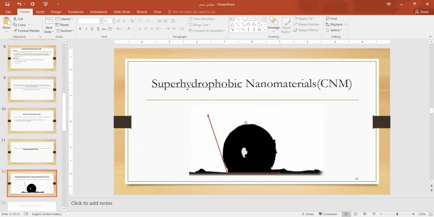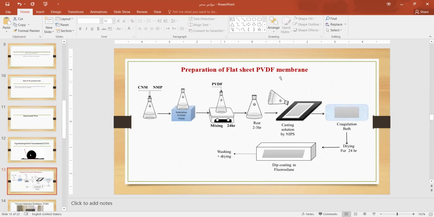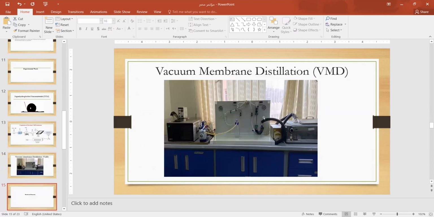Experimental work. This is the superhydrophobic nanomaterial, with contact angle higher than 150. And this is the preparation of a flat sheet PVDF membrane by embedding the carbon nanomaterial at different concentrations with the PVDF, using non-solvent induced phase separation, then casting solution, dip coating with fluorosilane solution to enhance the hydrophobicity. This is the lab scale vacuum membrane distillation setup used in this work.